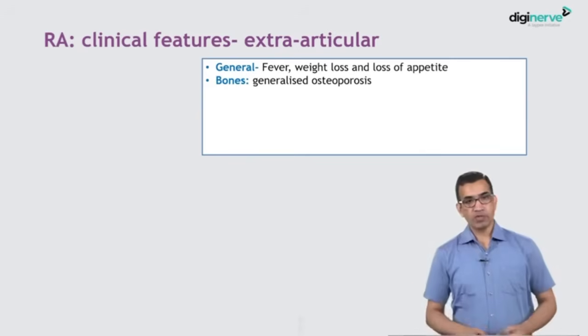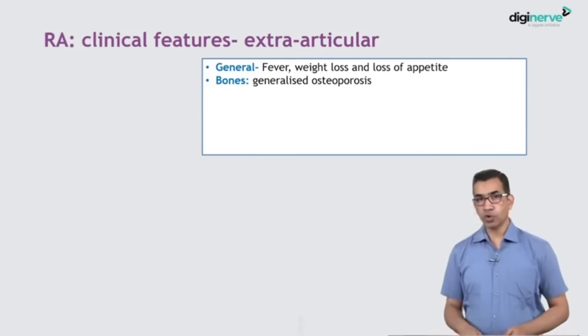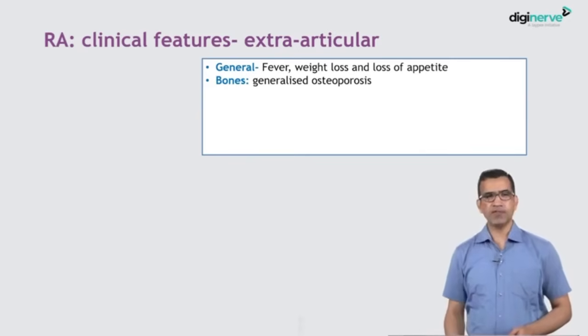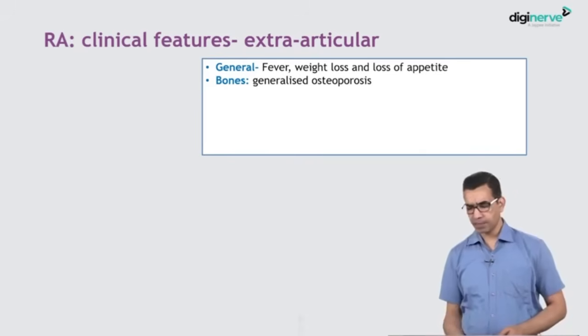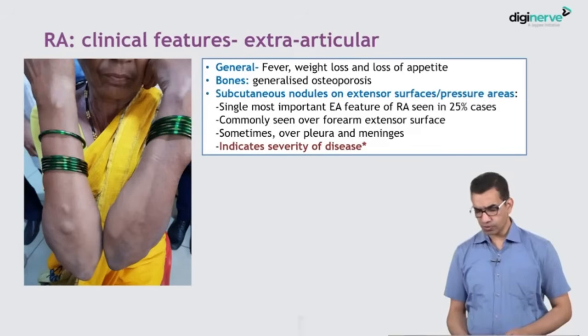Those were the articular features of various important joints. And now we go to the extra-articular features. Generally they can have fever, weight loss, loss of appetite. Bones can have generalized osteoporosis.